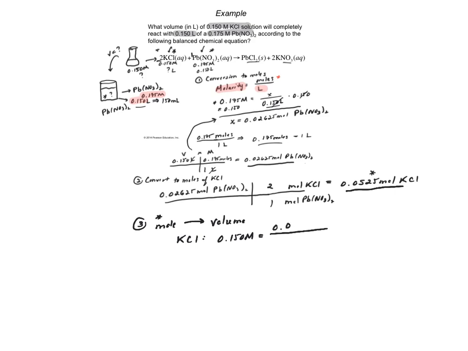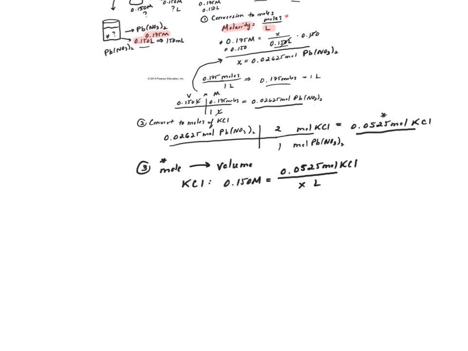0.0525 moles of KCl. And we're going to be solving for this volume underneath. So to do that, I would multiply the x across, and then I would end up dividing by the 0.150. So x here ends up being 0.0525 moles divided by the 0.150 molar. That ends up giving me a volume here of 0.350 liters. And again, if you wanted to convert this, this is 350 milliliters.